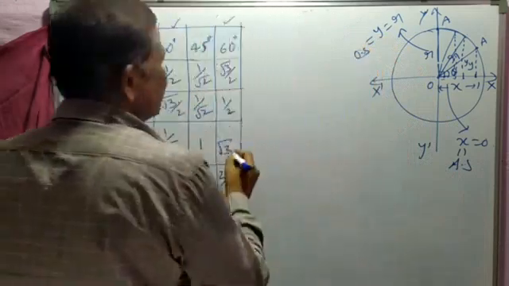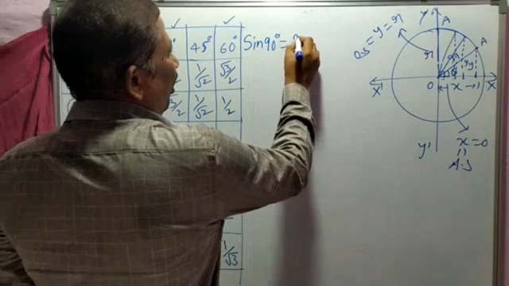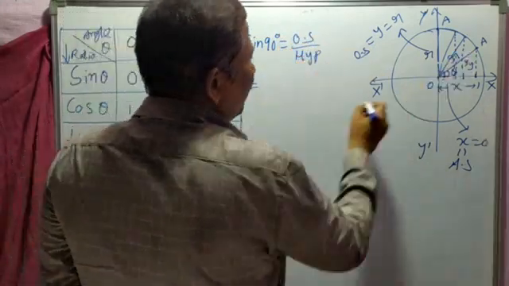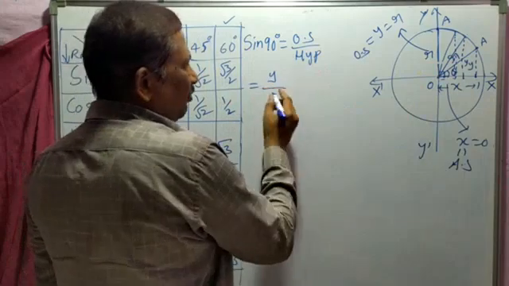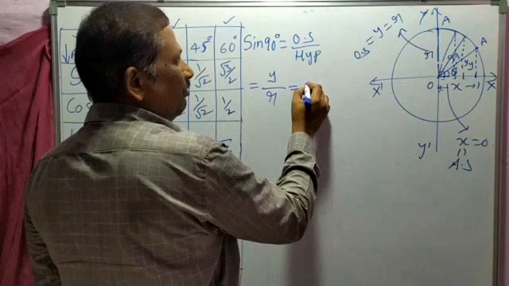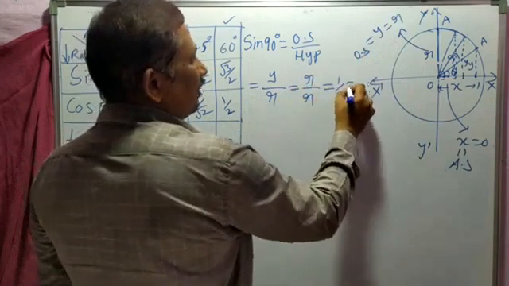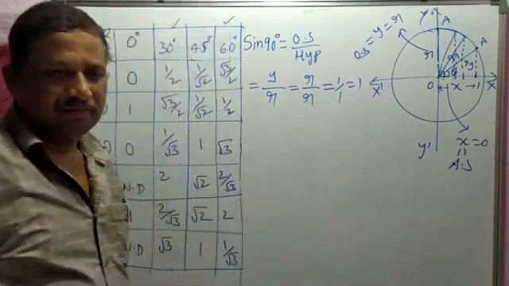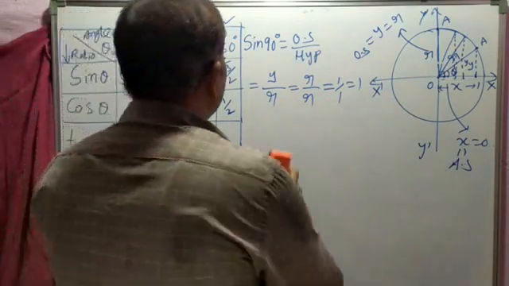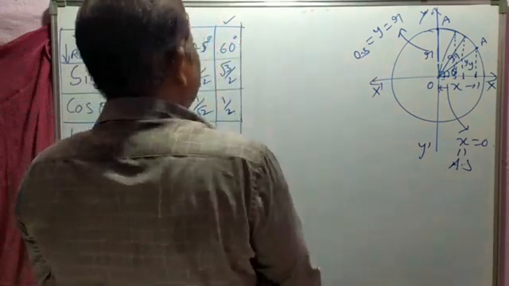Now first we take sine 90 degrees. Sine 90 degrees is opposite side by hypotenuse. Opposite side is y and hypotenuse is r. So y is equal to r, so the y value becomes r. R by r, 1 by 1, becomes 1. We will write it on this side; here the 90 degrees angle will come.